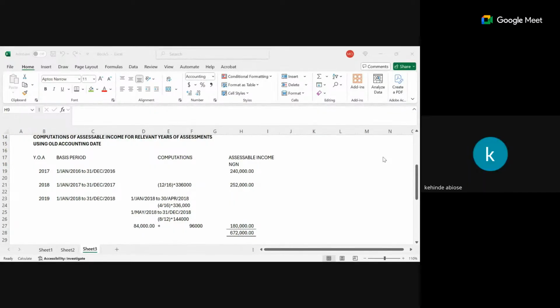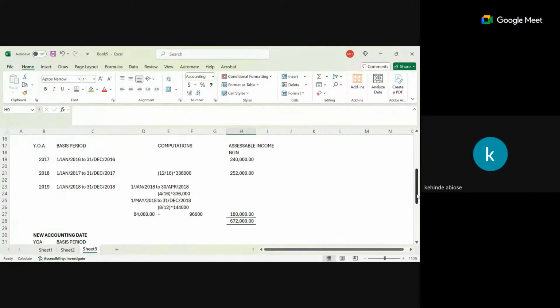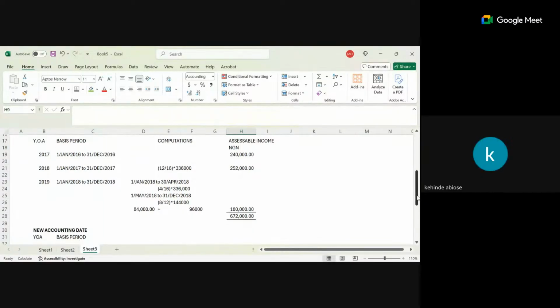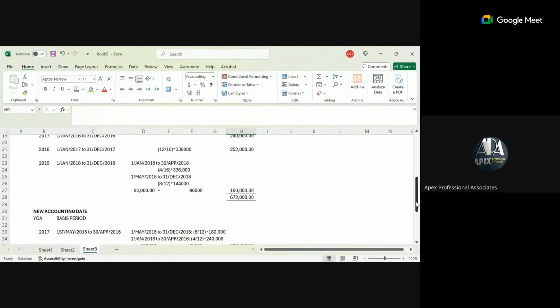Good evening. Can you hear me now? When you said FIRS has the right to decide if they want the actual year basis, if they want to decide if you want higher, in the question, are we going to calculate the one for the actual year basis? No. You don't need to show that one, unless the question specifically asks you to also compute on actual year basis. That's when you are going to show that.